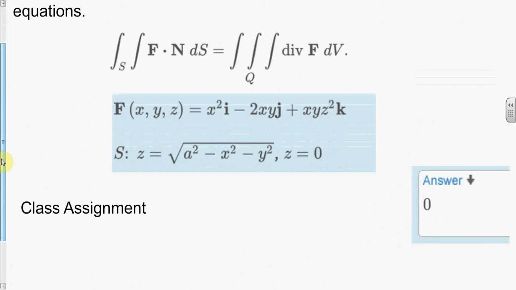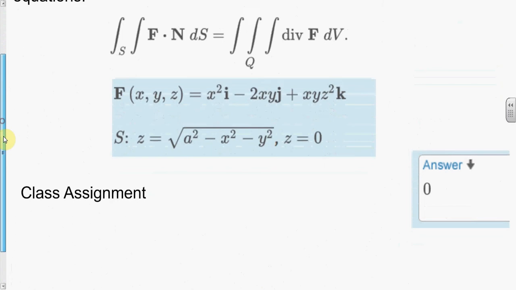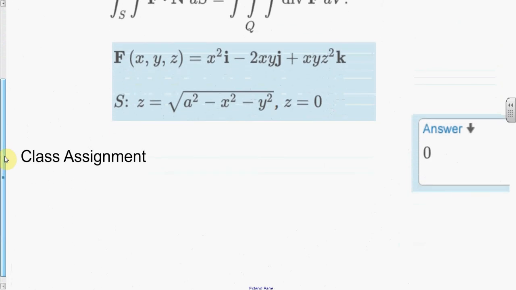Did you get 0? Let's see. So you take the divergence of F, that's 2x minus 2x plus 2xyz, and that just gives you 2xyz.